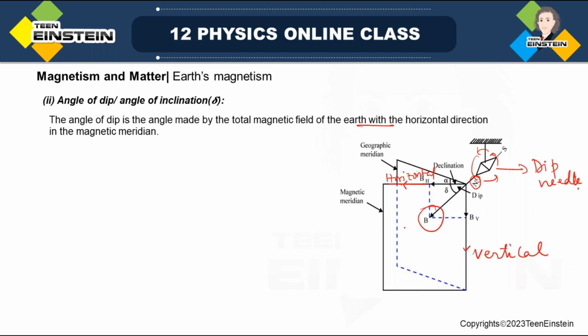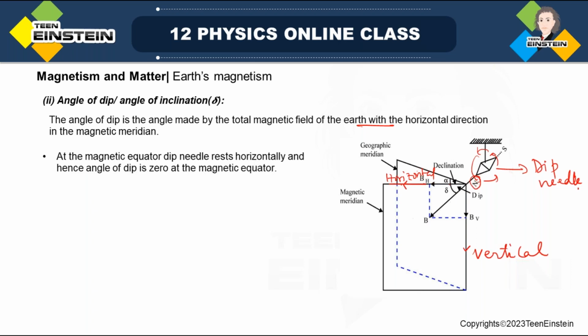So now see, this is the total magnetic field, directed in this way, and it is making an angle delta with the horizontal direction of the magnetic meridian. See, at the magnetic equator, this dip needle will rest horizontally. That means the dip angle is 0. You have to remember this: dip angle will be 0 at the magnetic equator.